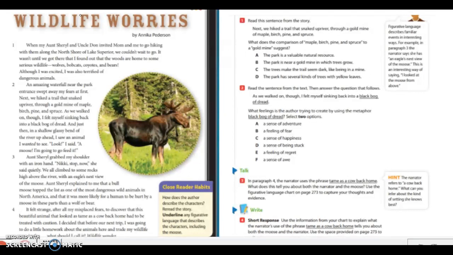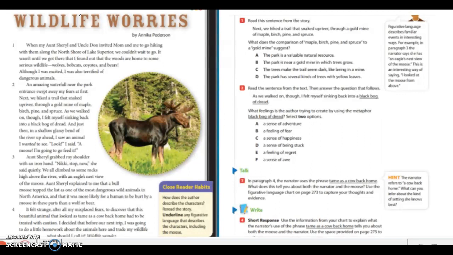Paragraph 2. An amazing waterfall near the park entrance swept away my fears at first. Next, we hiked a trail that snaked upriver through a gold mine of maple, birch, pine, and spruce. As we walked on, though, I felt myself sinking back into a black bog of dread. And just then, in the shallow, glassy bend of the river up ahead, I saw an animal I wanted to see. "Look," I said. "A moose! I'm going to feed it!"